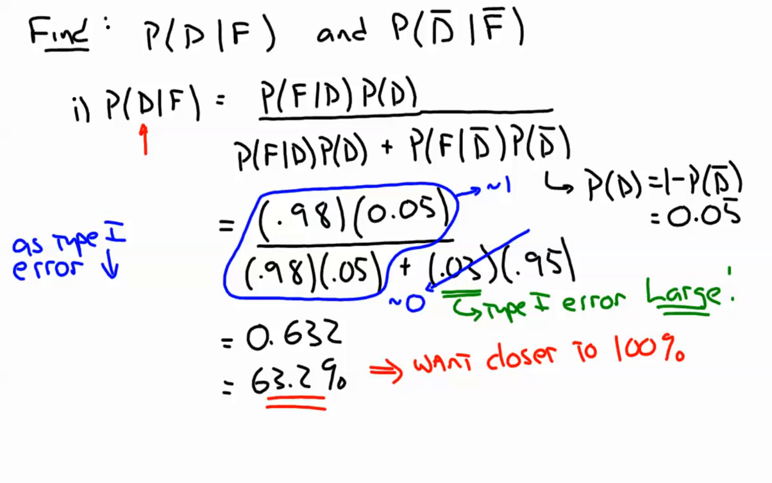I want the probability that a part is defective if it fails the test to be as close to 1 as possible. I do that by fiddling with my testing procedure so as to reduce my type 1 errors. If I can drive my type 1 errors down, then I can drive this probability closer and closer to 1.